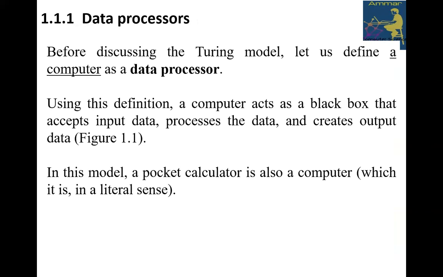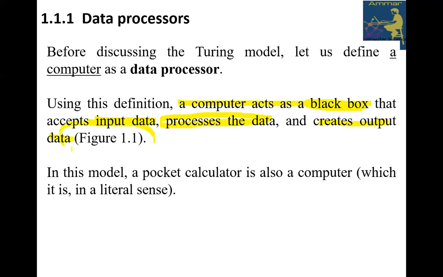Okay, so in the Turing model, we talk about the machine as a definition. The computer is represented as a black box. When we say black box, that means we have inputs, and the black box is going to process that input and generate the output. Okay, so here we will see a small declaration that the computer acts as a black box, and that black box will accept input data, then process that data, and then generate the output.